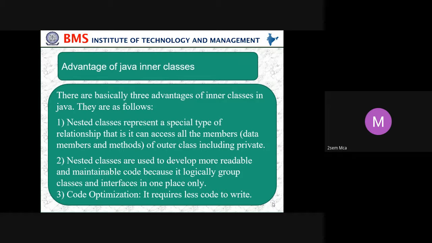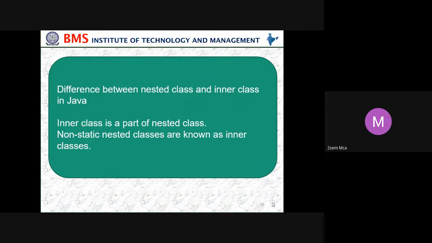Nested classes are used to develop more readable and maintainable code because they logically group classes and interfaces in one place only. Code optimization is also better, as it requires less code to write. That's what the Java inner class is.